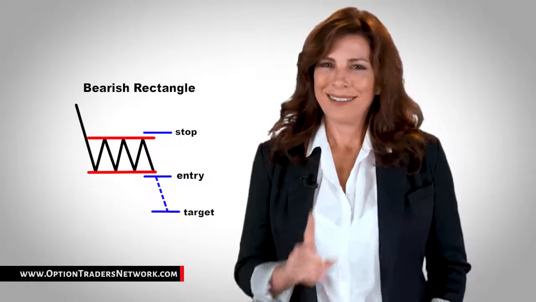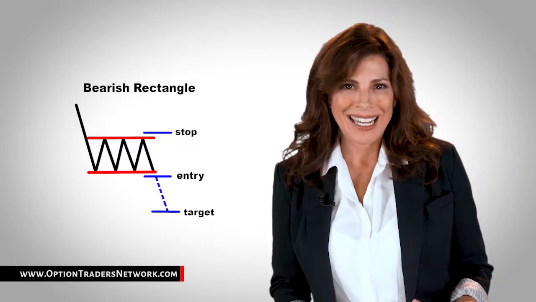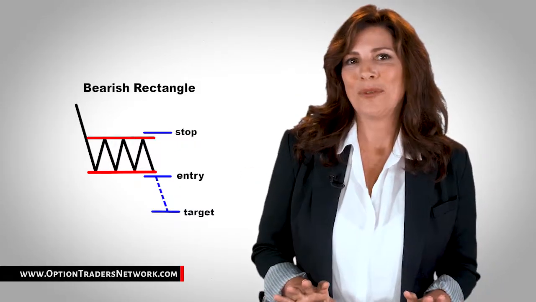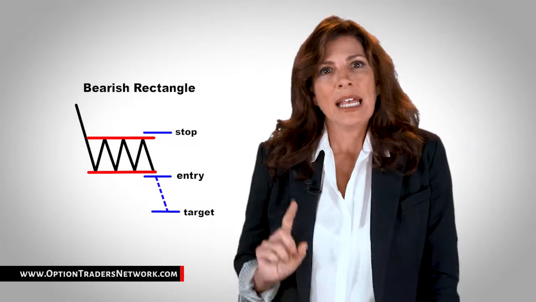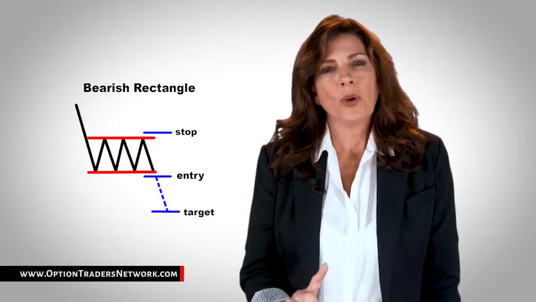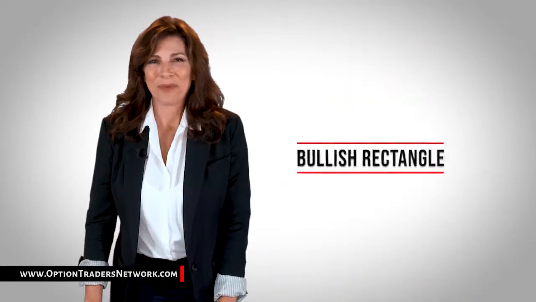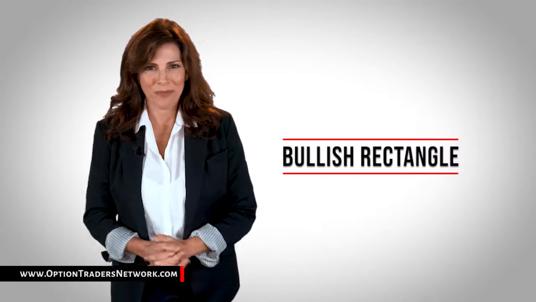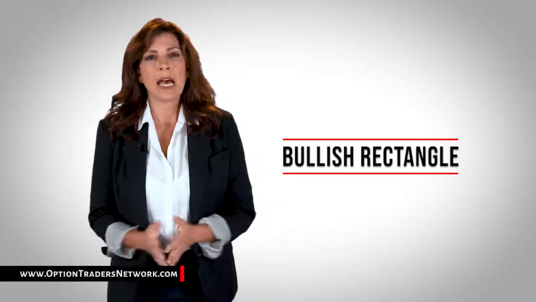Here's a tip. Once the pair falls below the support, it tends to make a move that is about the size of the pattern. In the example above, the pair moved beyond the target, so there would have been a chance to catch some more pips. Bullish rectangle. Here's another example of a rectangle, a bullish one this time.